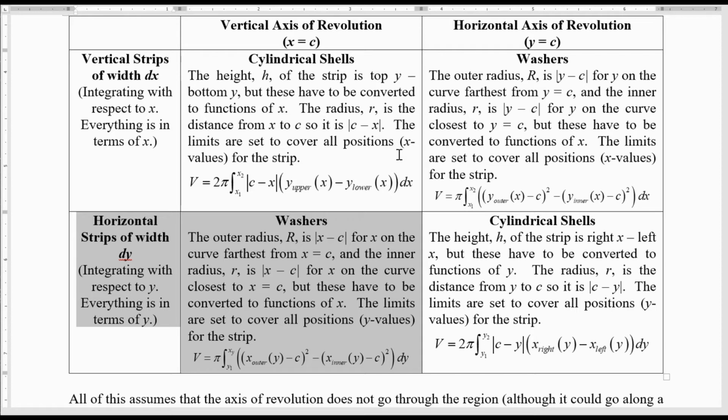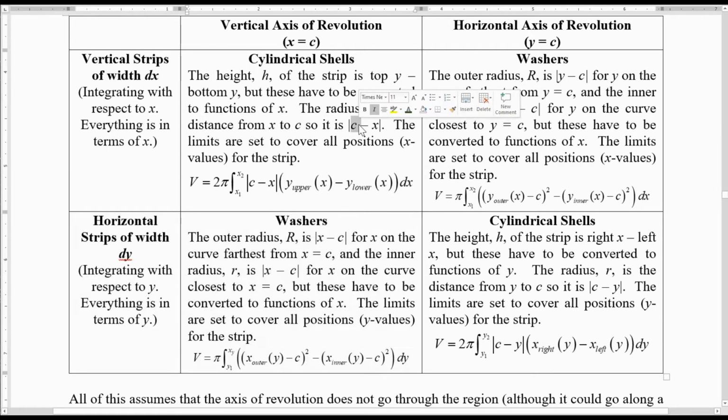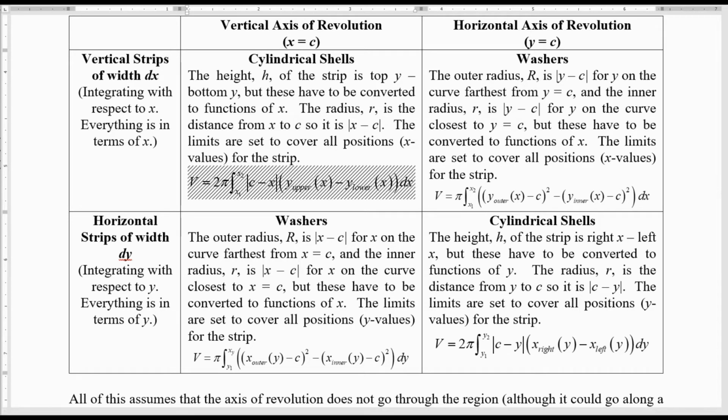The outer radius is the absolute value of x minus c for x on the curve farthest from the axis, and the inner radius is the absolute value of x minus c for x on the curve closest to it. These have to be converted to functions of y. And the limits are set up to cover all the possibilities again. You know what I'm going to do? I'm going to change this up here to be x minus c as well. It doesn't really matter because the absolute value is going to be the same thing.